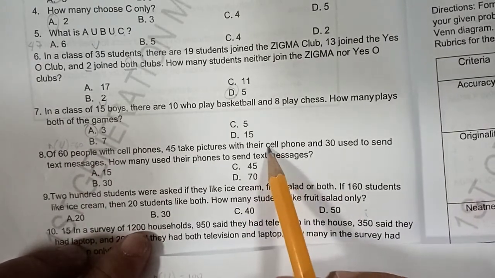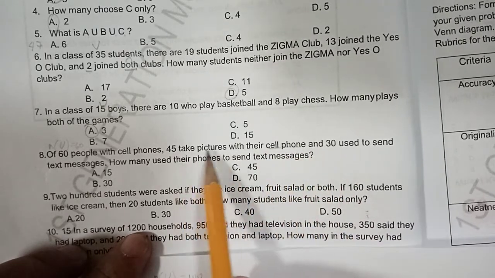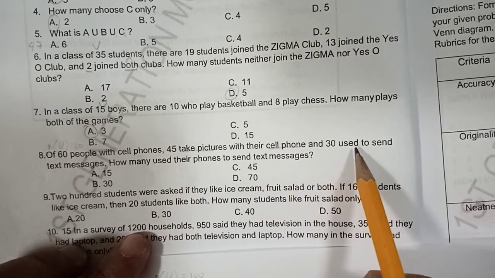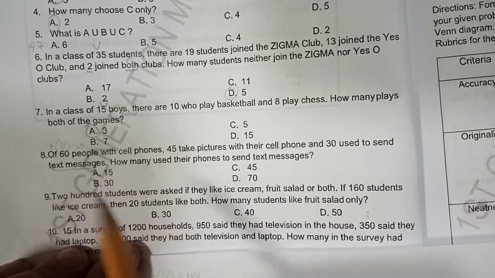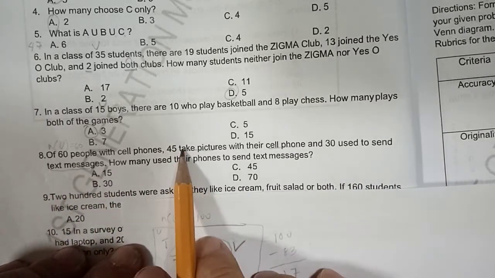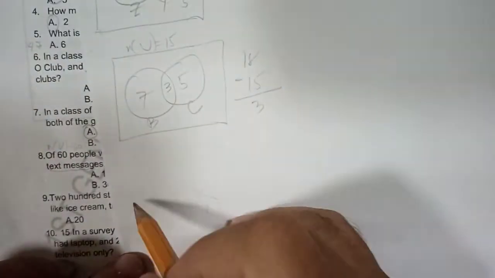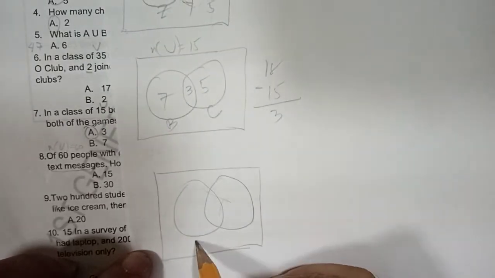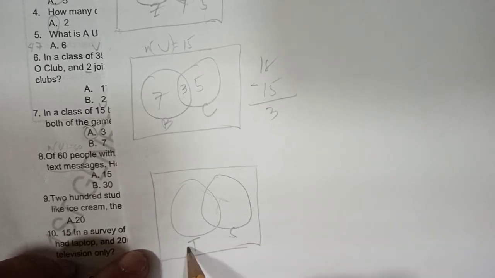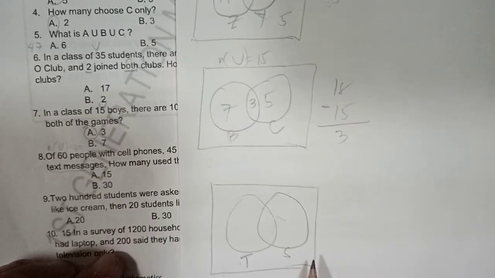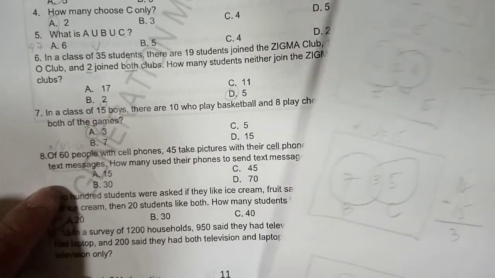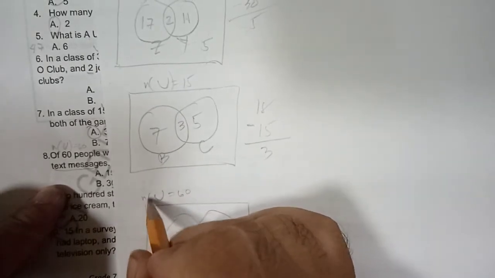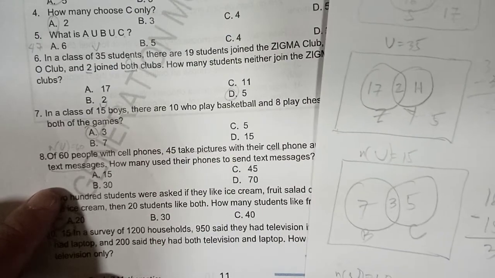There are 2 gadgets. Take pictures. Send messages or text messages. So there are 2, take pictures and send messages. So there are 2 circles we will draw: take pictures and send messages. Now, how many people? 60. So the cardinality of U is 60. 60 people.